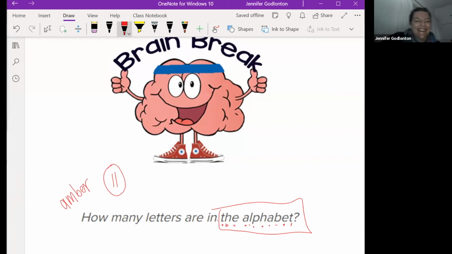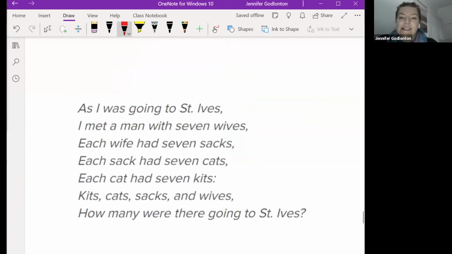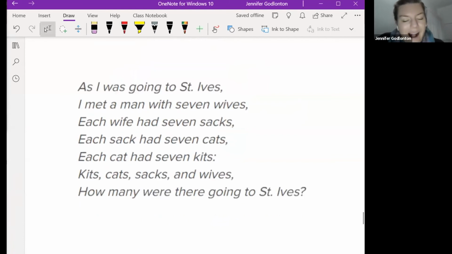Okay. Ready for the next one? The next one is a story. The next one is a nice long story. Let's go. As I was going to St. Ives, I met a man with 7 wives. Each wife had 7 sacks. Each sack had 7 cats. Each cat had 7 kits. Kits, cats, sacks, and wives. How many were there going to St. Ives?